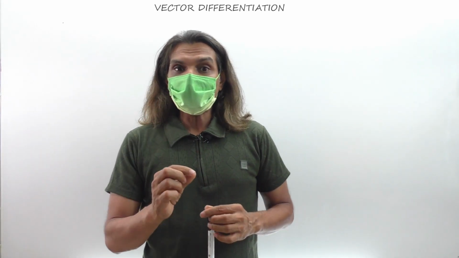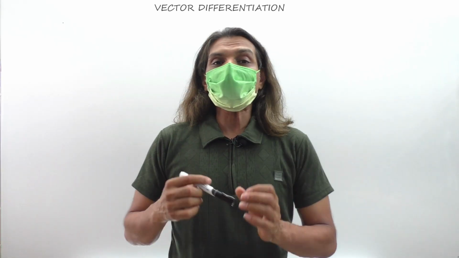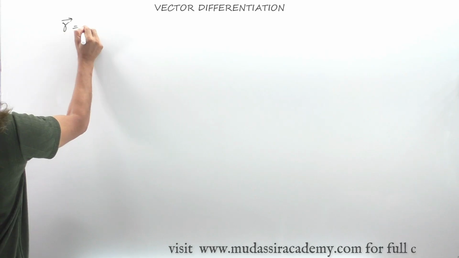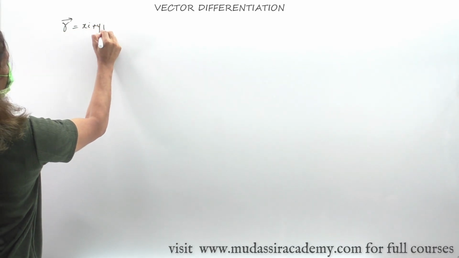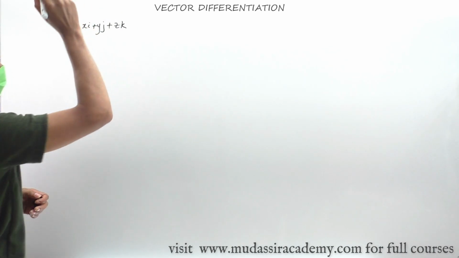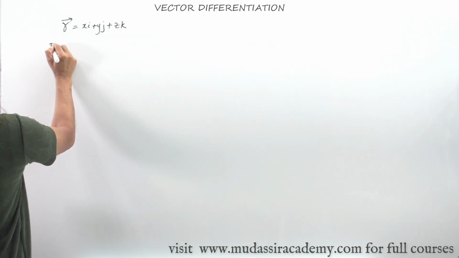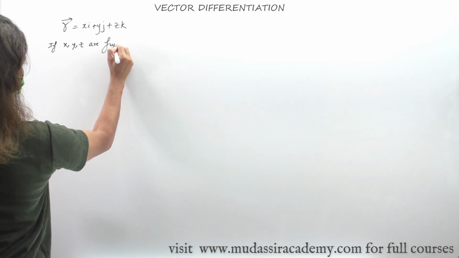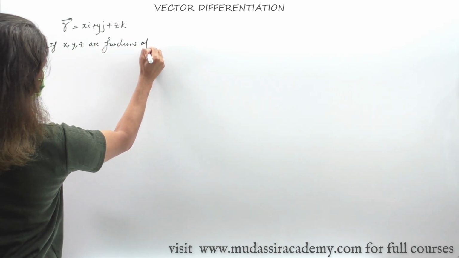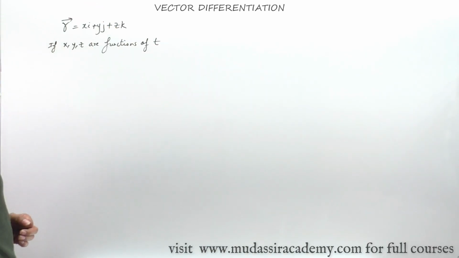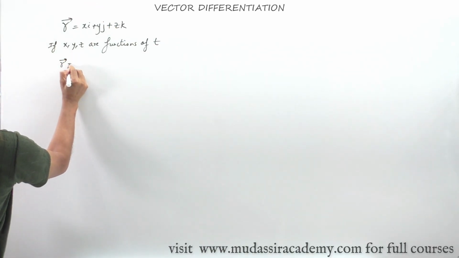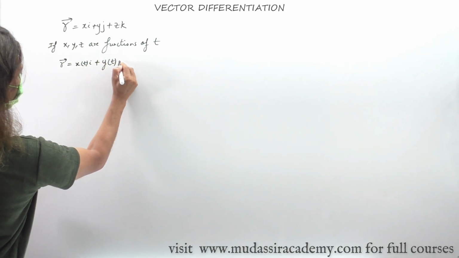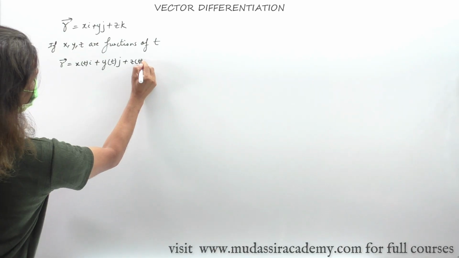Okay. Now, as you all know, in space, the position vector is given as r vector is equal to xi plus yj plus zk. Fine. Now, if x, y, z are functions of say t, then we can write this as r vector is equal to x of t i plus y of t j plus z as a function of t k.